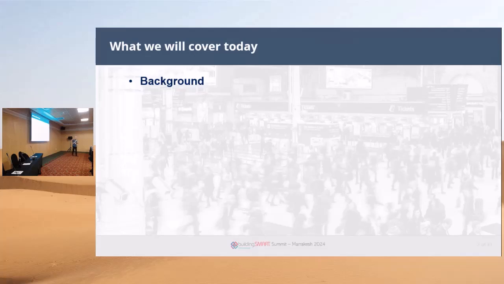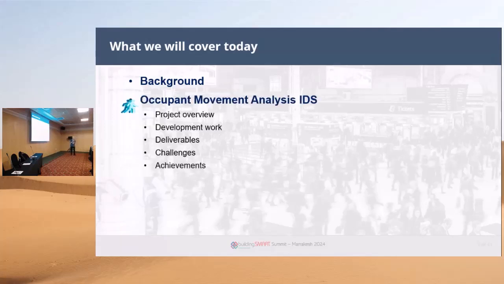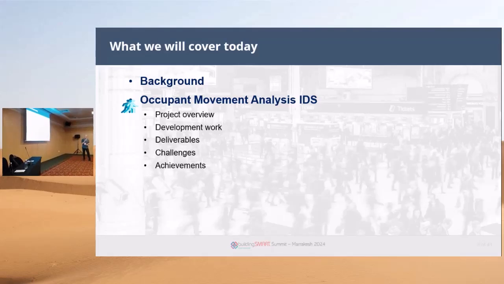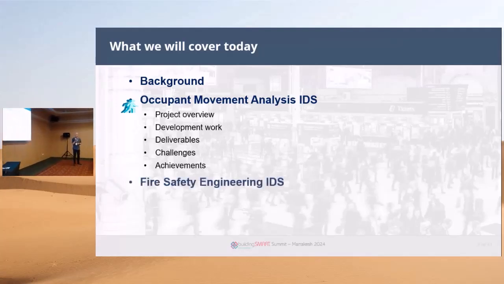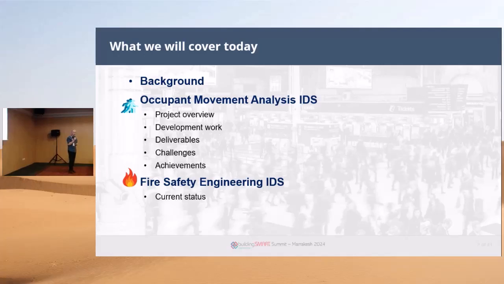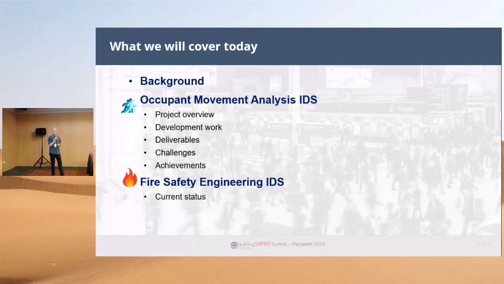So first of all, background of the project, just to recap on some of our motivations. The Occupant Movement Analysis Information Delivery Specification. I'll be covering the four various stages of that development, what it delivered, some of the challenges and some of the achievements as well. And then also covering the Fire Safety Engineering IDS and its current status as well, because they're sibling projects. And also the future and what's next.